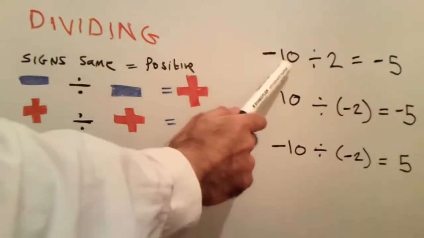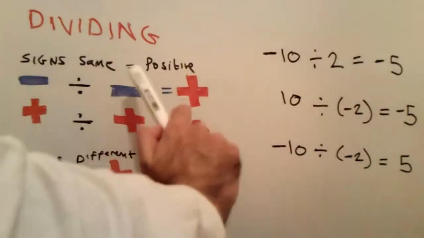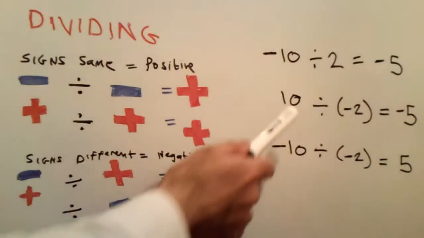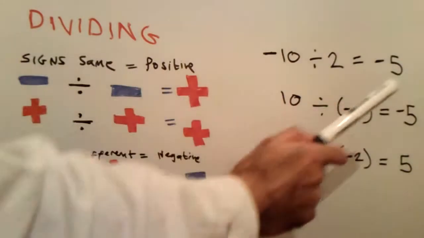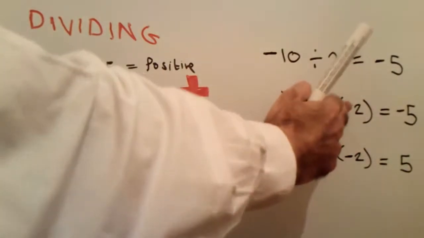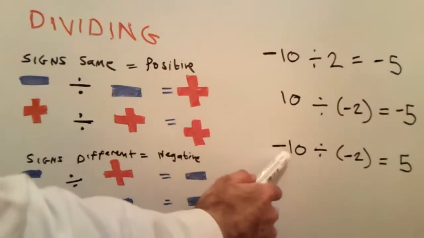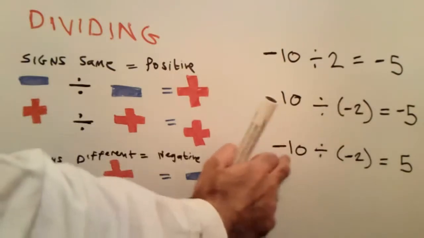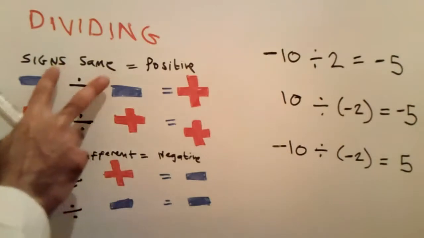So -10 divided by 2, we've got different signs, so the answer is going to be negative, so -5. Same again, 10 divided by -2 is -5, because that's a positive and that's a negative. Now this one, negative 10 divided by negative 2. Now we've got a negative and a negative, so the signs are the same.